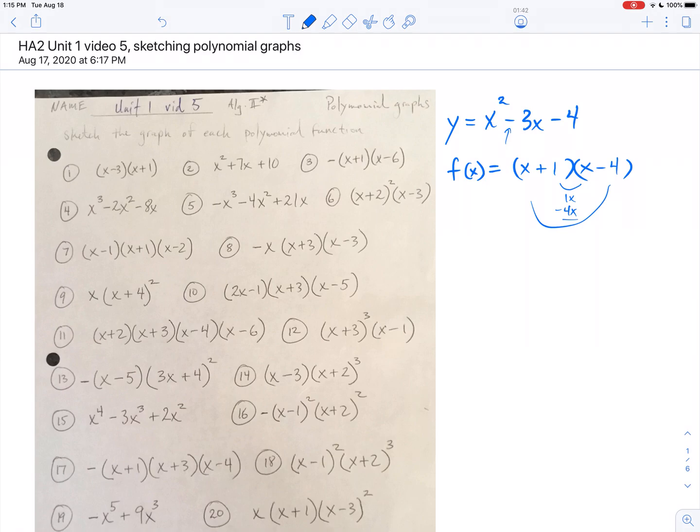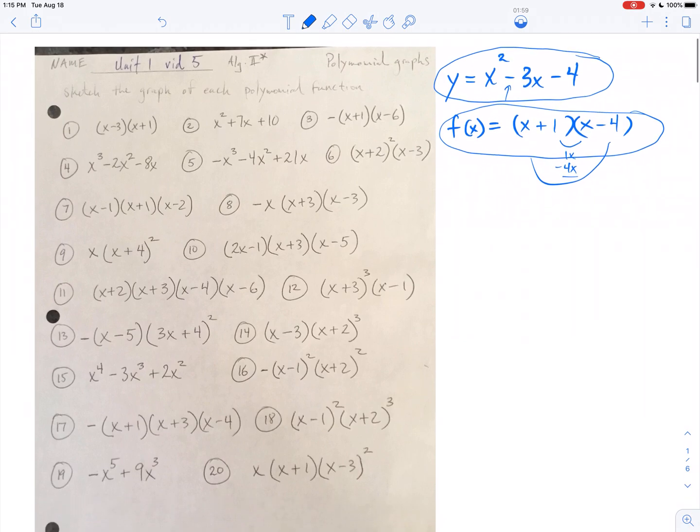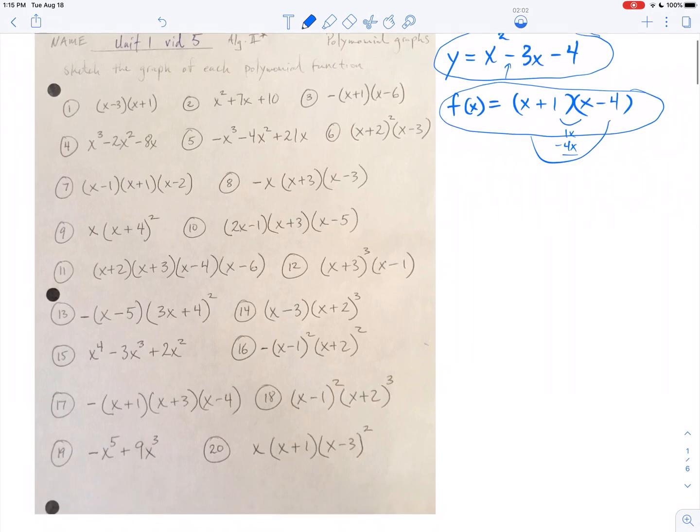The original problem that they have us sketch the graph of might be in prefactored form, or it might be in factored form. If you look, here's the practice sheet that I want you to work on. Here's the 20 graphs I want you to draw for me. You'll notice some of them are already factored. Some of them you need to factor in order to sketch the graphs.